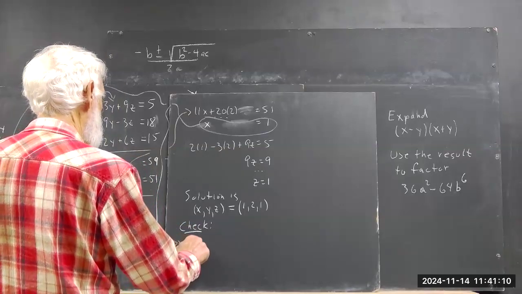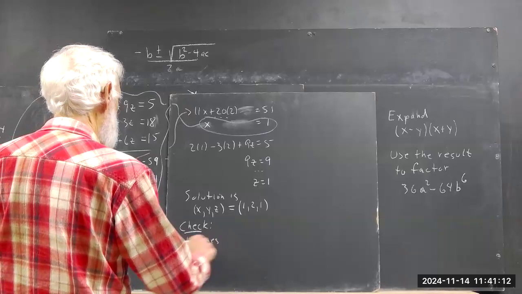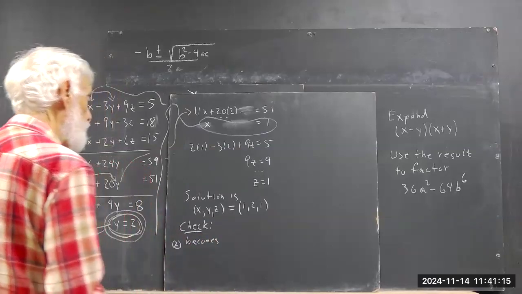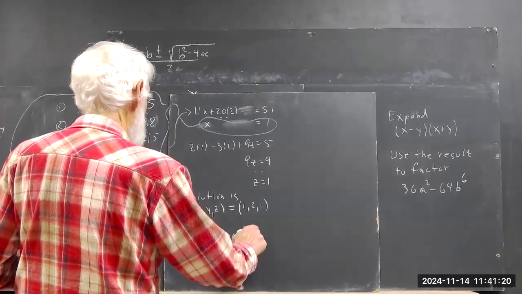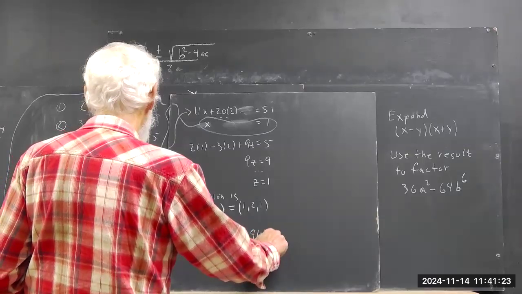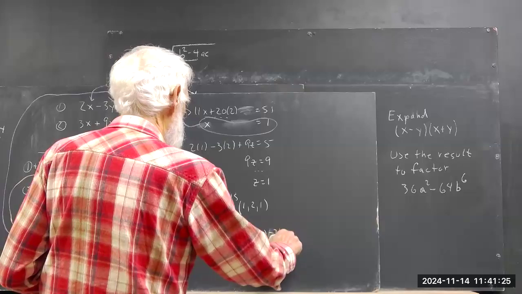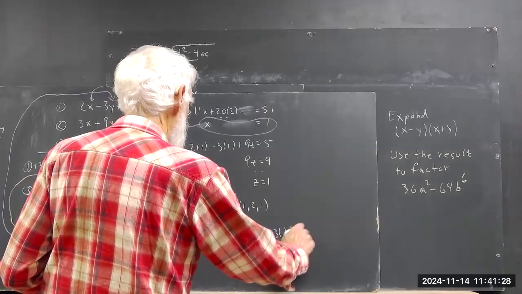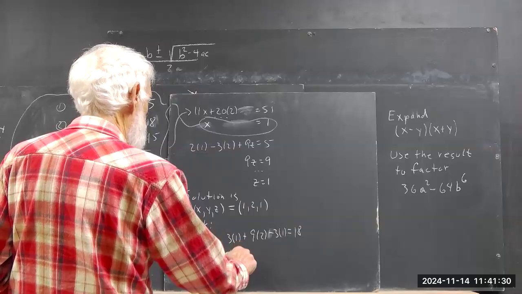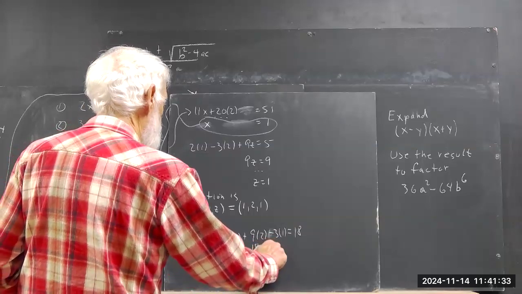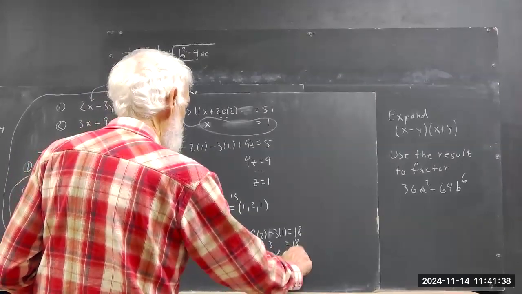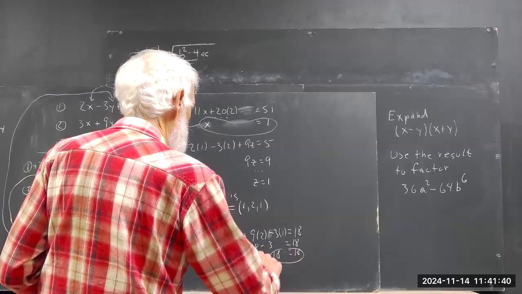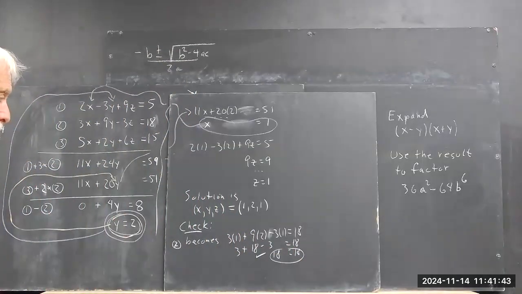Equation 2 becomes 3 times 1 plus 9 times 2 minus 3 times 1 equals 18. So 3 plus 18 minus 3 equals 18. Well, 3 minus 3 is 0. Put a check mark next to that. That checked. Okay, just to be safe.